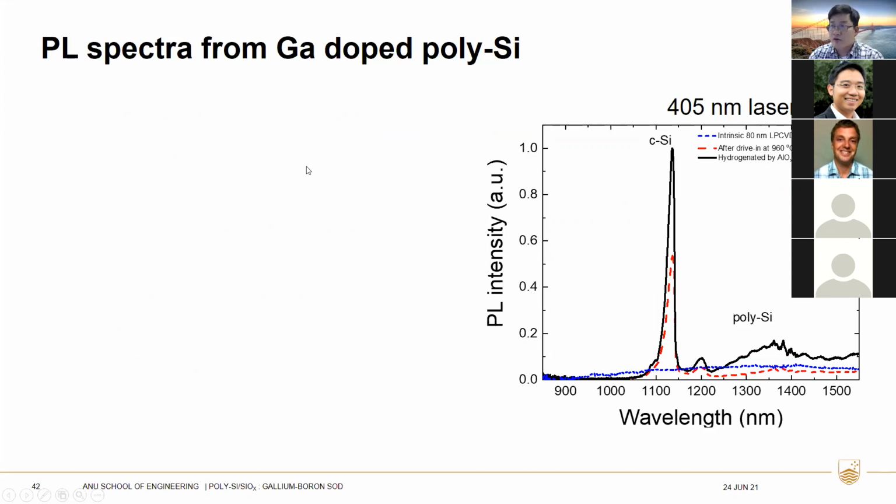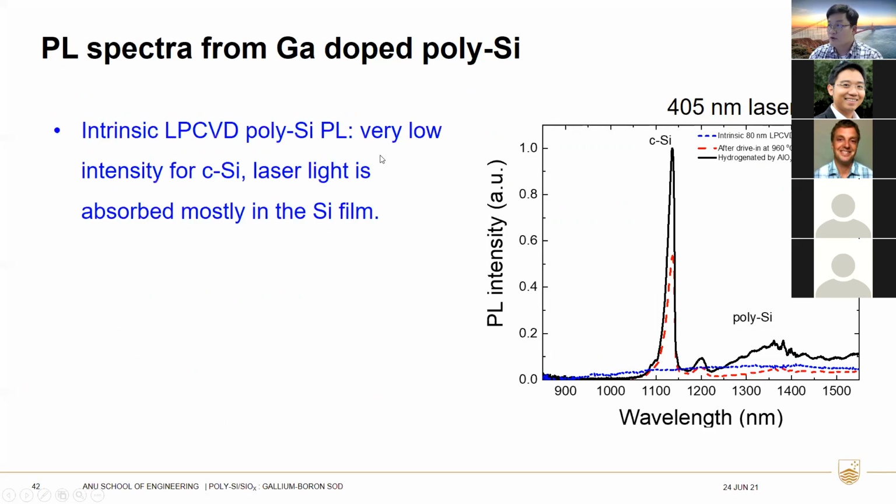Finally, the PL spectra from the gallium-doped samples. On the intrinsic LPCVD poly sample, we see a very low intensity of the crystalline silicon peak, so the laser light is absorbed mostly in the silicon films, similar to what we have seen in the previous slides.